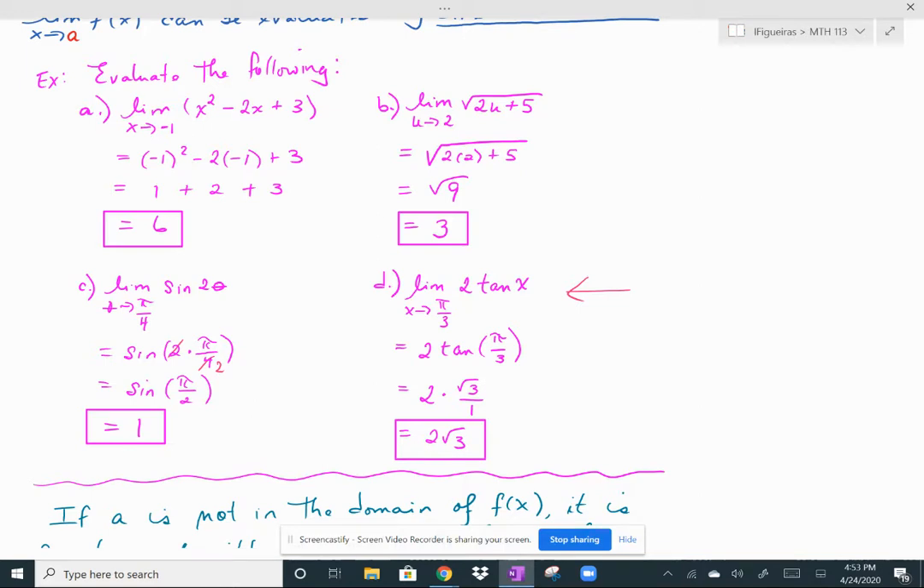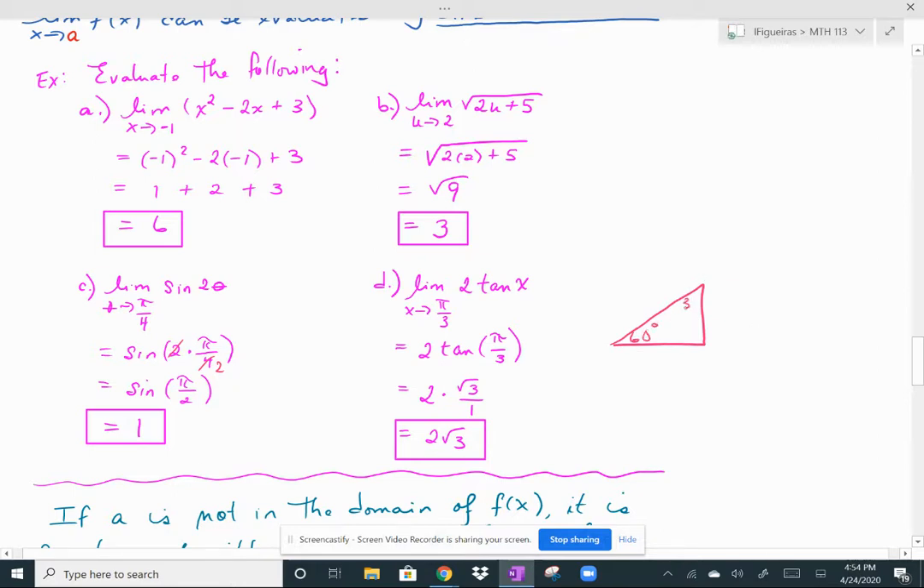Tangent does have restrictions at the domain at pi over 2 and every pi units to the left and right of pi over 2. So pi over 3 is in the domain. So you can go ahead and plug it in. Pi over 3 is a 60-degree angle. And so hopefully you remember how to evaluate the tangent of 60 degrees.